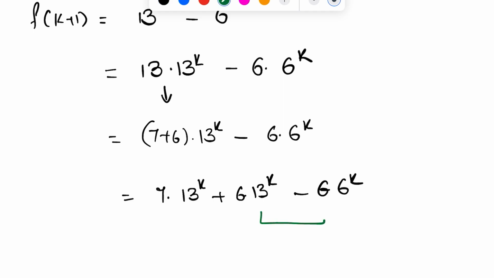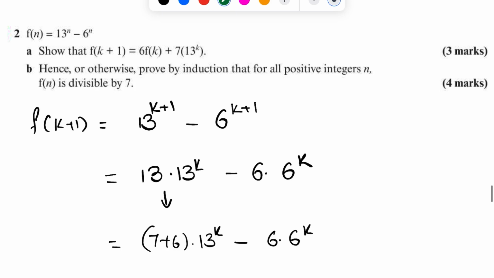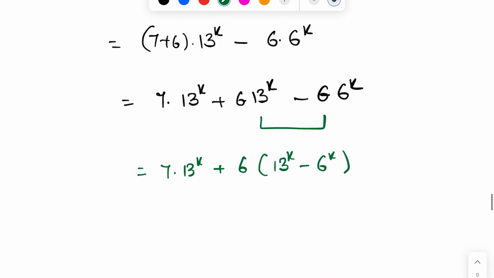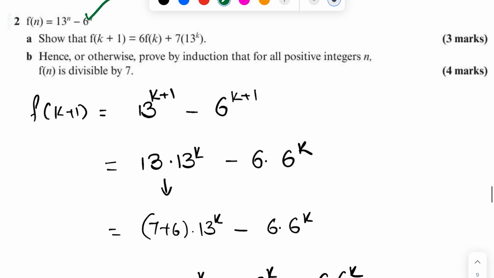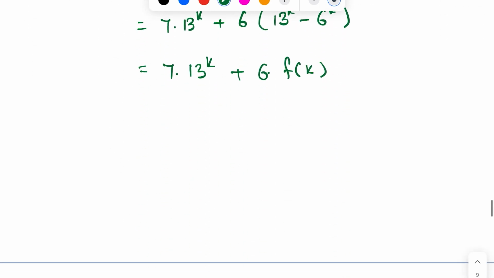Now in these both, 6 can be taken common. 7 times 13 power k plus 6 common means 13 power k minus 6 power k. What is 13 power k minus 6 power k? It is nothing but f of k. So 7 times 13 power k plus 6 times f of k. That's going to be the first part answer. Hence or otherwise, prove by induction that for all positive integers n, it is divisible by 7.